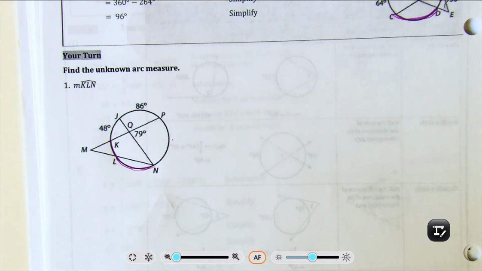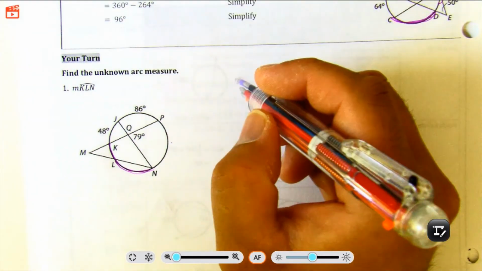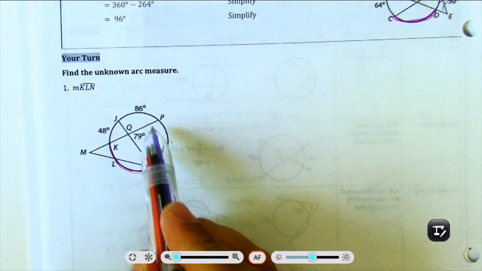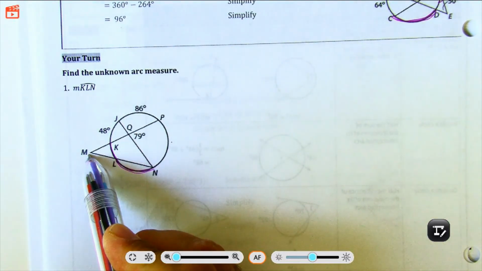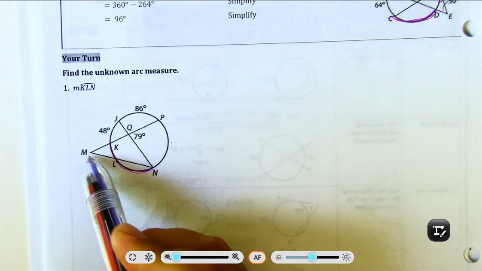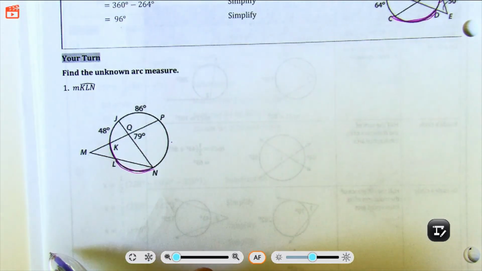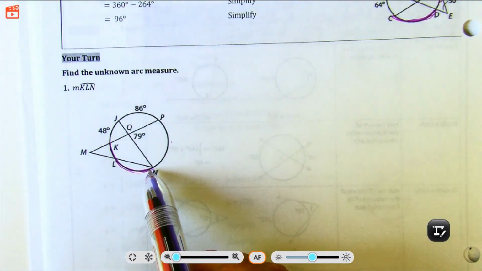Or maybe we could do this a different way. No, let's do it that way. Okay. So, to start off, we're going to look at this angle here, and this is an outer angle. Or actually, we can't do that because we don't know these arcs.